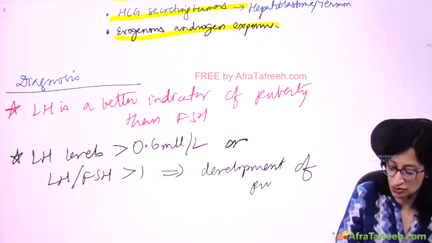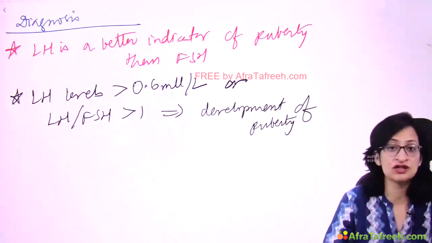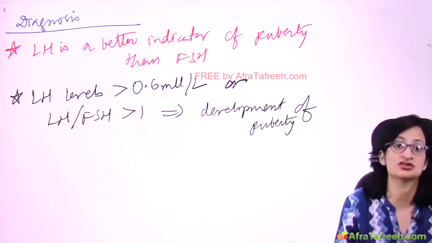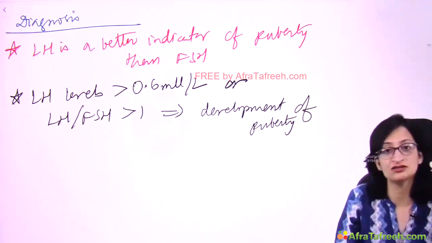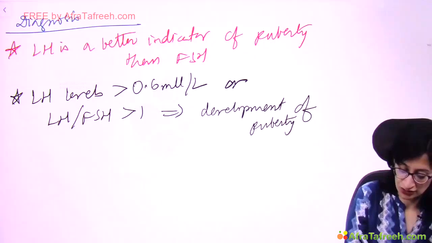In addition, in precocious puberty, you will also get advanced bone age. If the child's age is 6 years, you may get the bone age as 8 years. So advanced bone age you can get in precocious puberty.